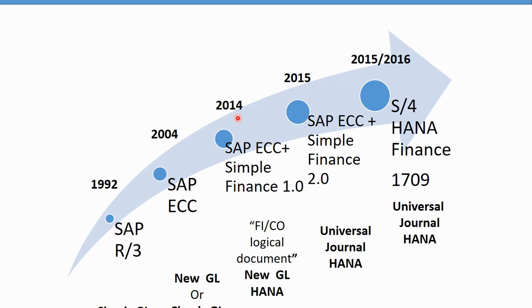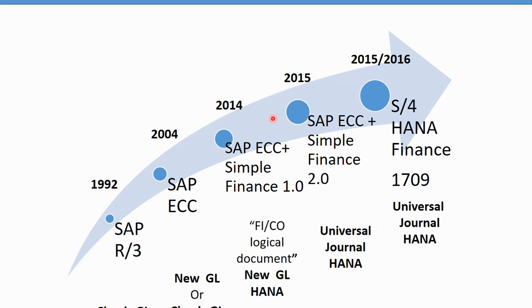So the big change was around 2014. SAP started to use the term simple finance. And when this first came out, this was an add-on, called version 1, an add-on to SAP ECC. And at this stage, the concept of the FI+CO logical document was introduced. At this stage, you needed to be using the new GL, and you needed to have the HANA database installed in order to take advantage of this new logical document. So simple finance introduced the FI+CO logical document, and we'll go into this in more detail, which essentially had a way to bring together FI and CO into one logical document as opposed to a physical document on HANA database.